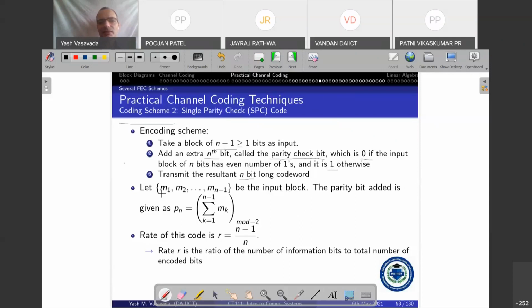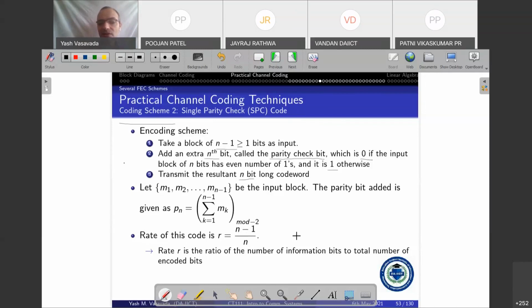So a specific example is that you get m1 to mn-1. And then you add this parity check bit as just the summation of mk mod 2. Okay, so this is a very, very simple code. Obviously, the rate is n-1 divided by n. So you will see that it's in some sense the counterpart of the repetition code.